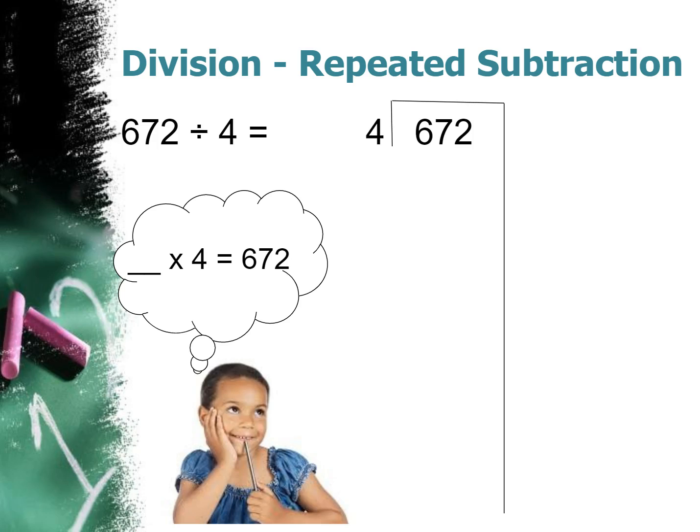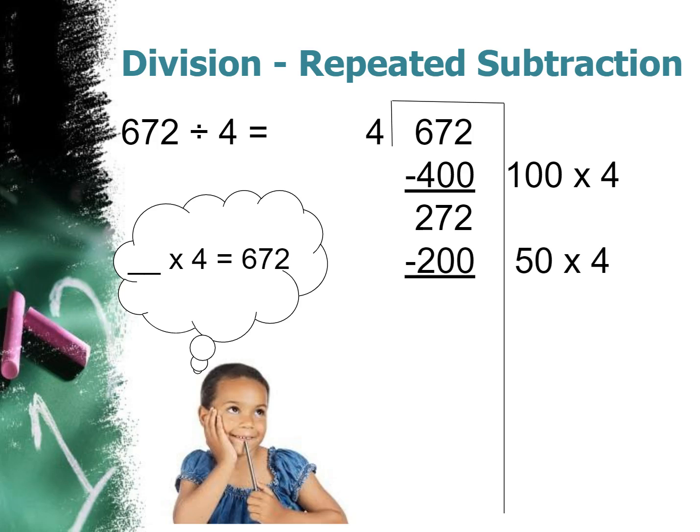Let's solve the problem. I know that 100 groups of 4 would be 400. So I record and subtract the 400. Now I still have 272 left to make groups of 4. I cannot make 100 more, but I know that 50 groups of 4 would be 200. Now I subtract out the 200 and have 72 left.